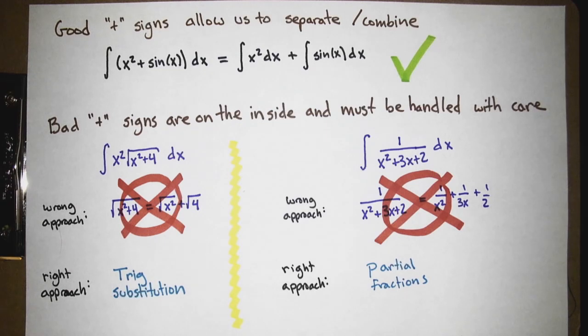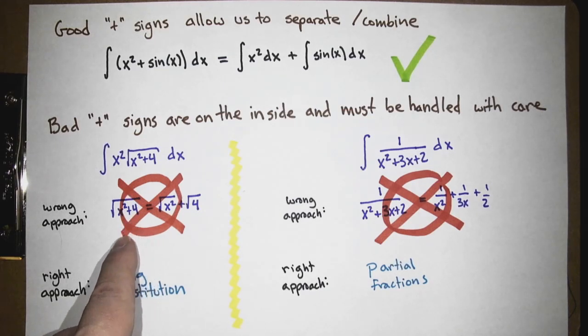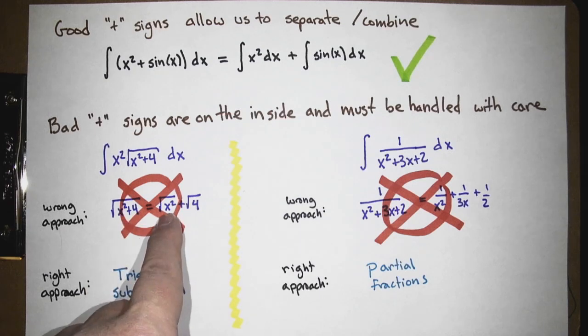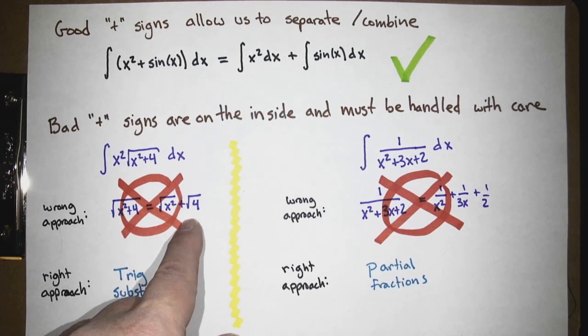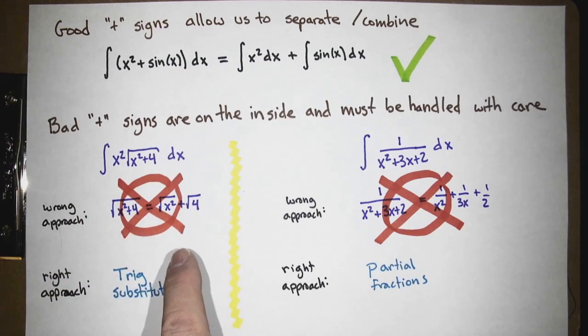A bad plus sign is when we have plus signs in inconvenient locations, such as a square root or a denominator. And so what can happen? Well, some people get tempted to say, I'll take the square root of x squared plus 4 by taking the square root of x squared plus the square root of 4. And notice, this indicates that's not good. Don't do it. Addition and powers do not mix.